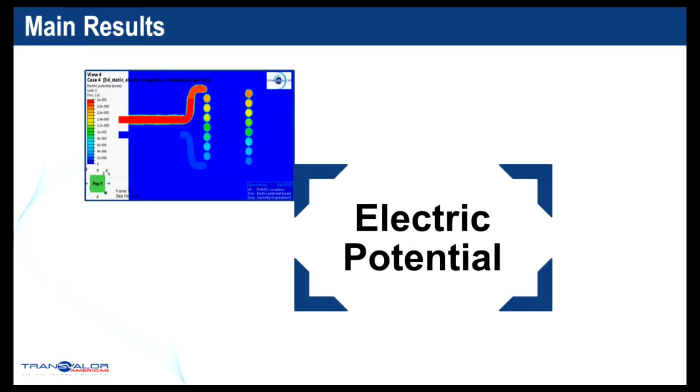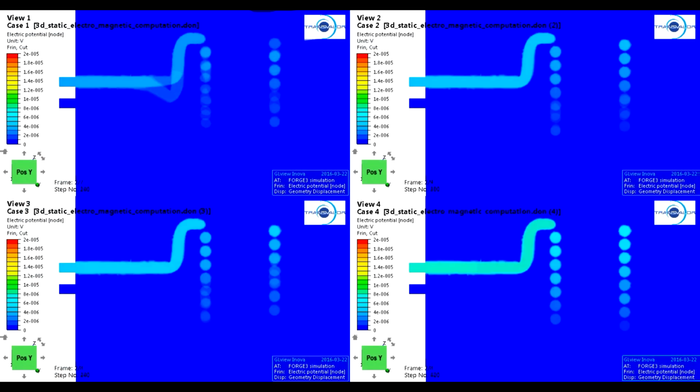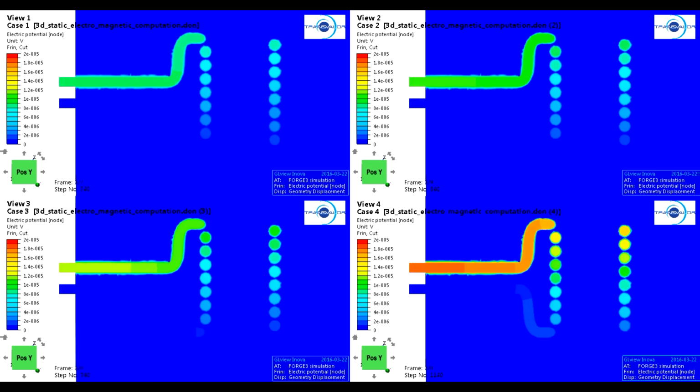The electrical potential field is the difference in potential that will circulate electrons and create the electrical current. It is only non-zero in the inductor, since it is the source of the current. It's highest on the inlet and lowest on the outlet.